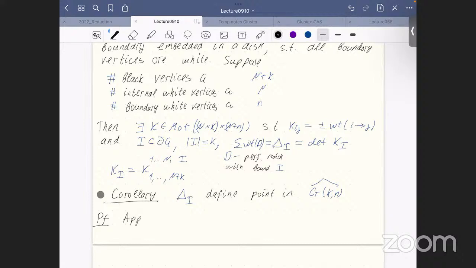Applying row operations, the matrix can be transformed into the following form: identity n, 0, something L.